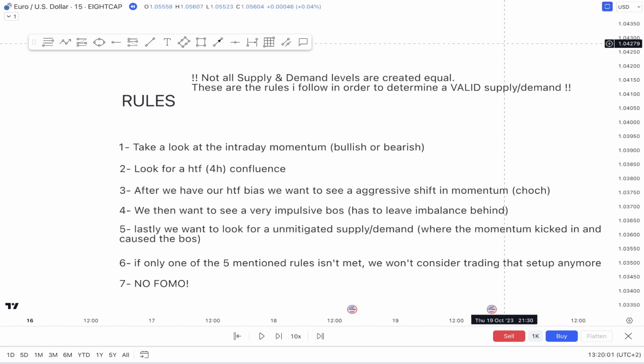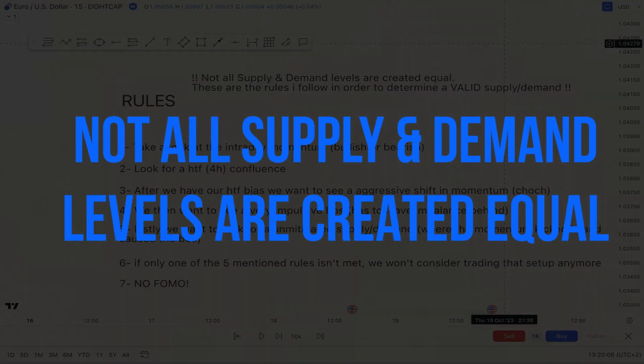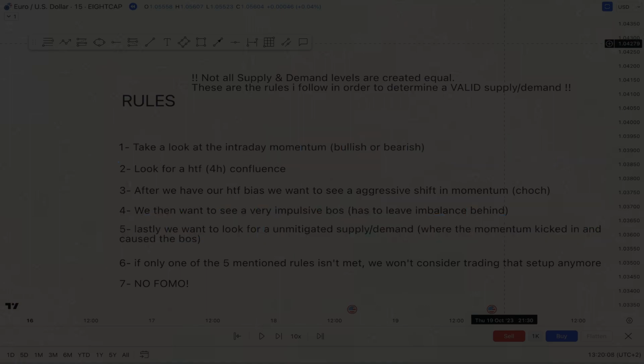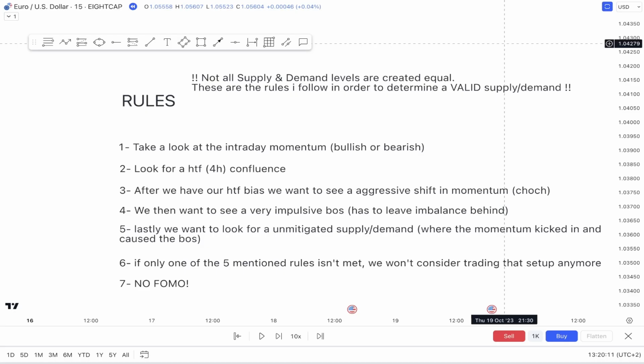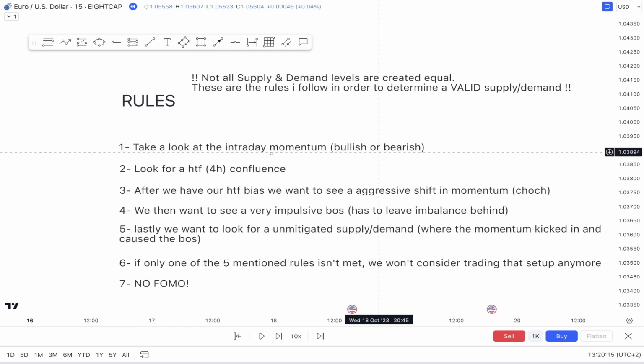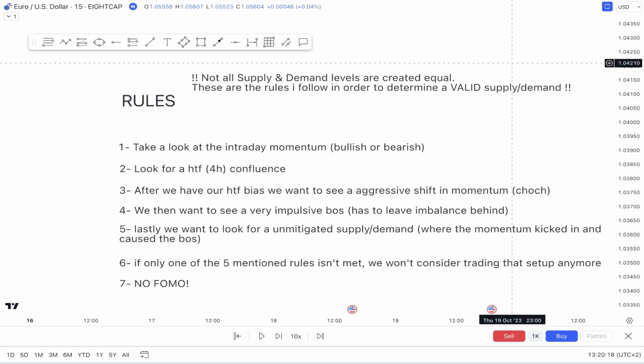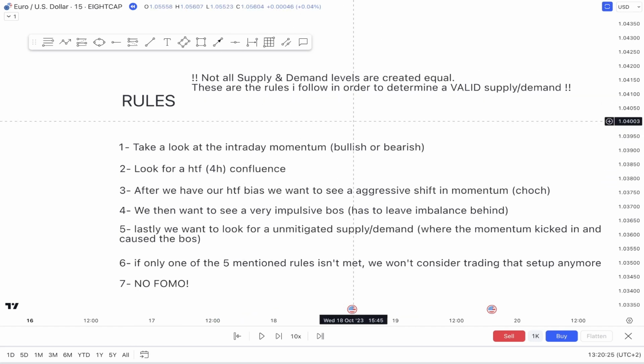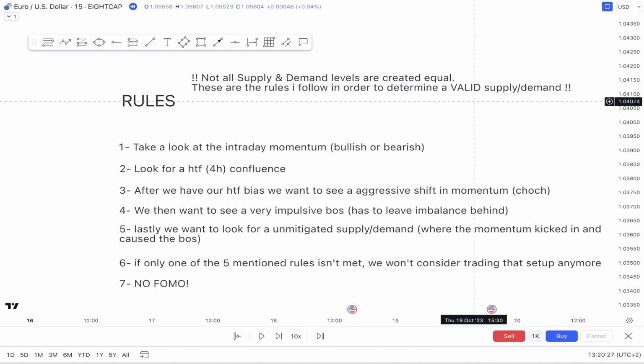First things first, I need to mention that not all supply and demand levels are created equal. What do I mean by that? Well, there are so many different ways you can trade supply and demand. For me, I need to have all these rules met in order to take a supply or demand trade. These are the exact rules I follow to determine a valid supply or demand level, because if a supply or demand level is not valid, I am not trading it. So let's get right into the rules.